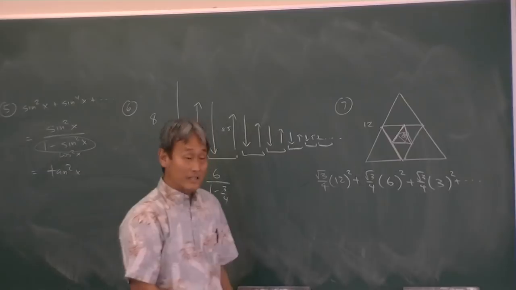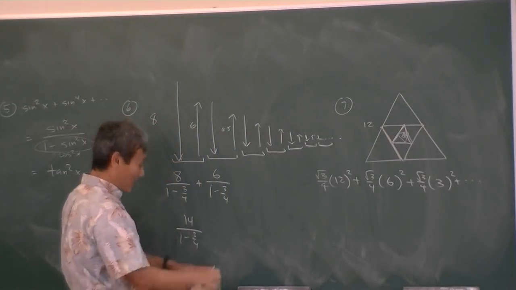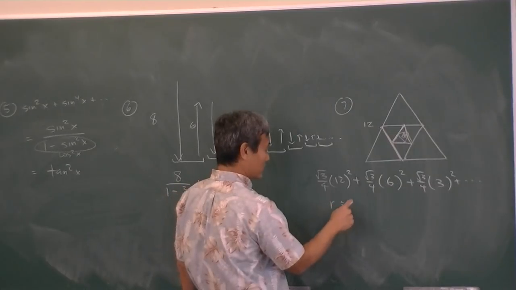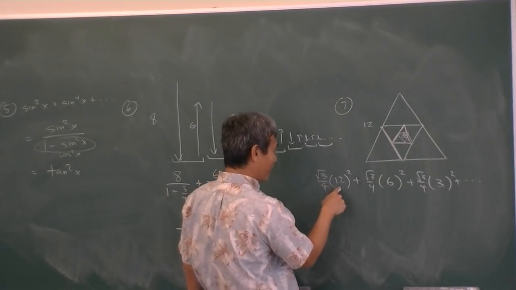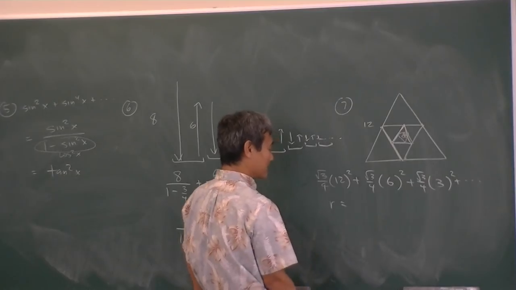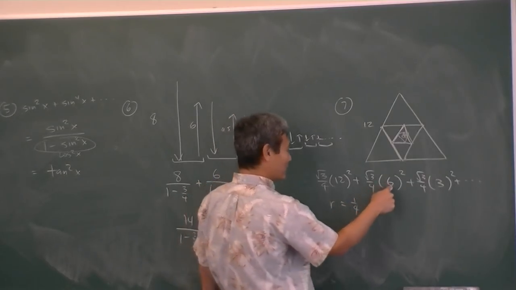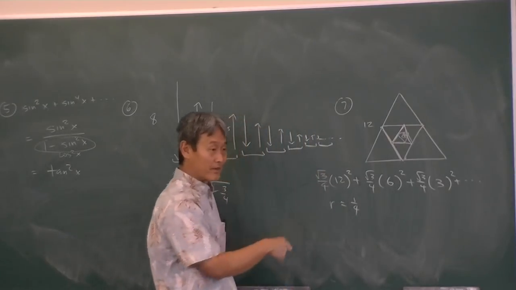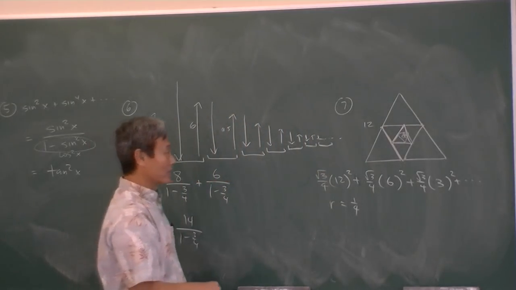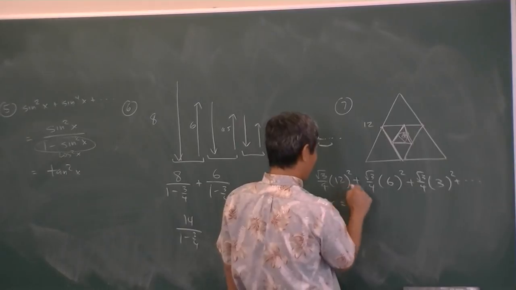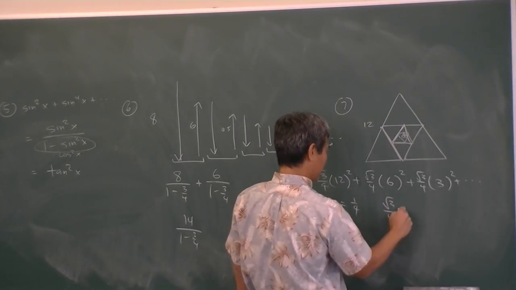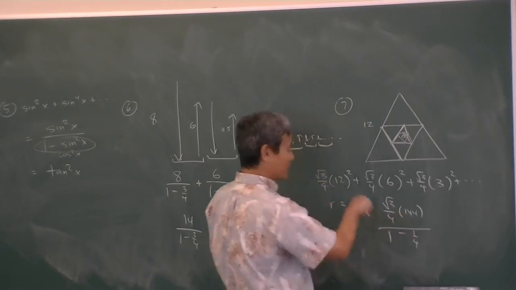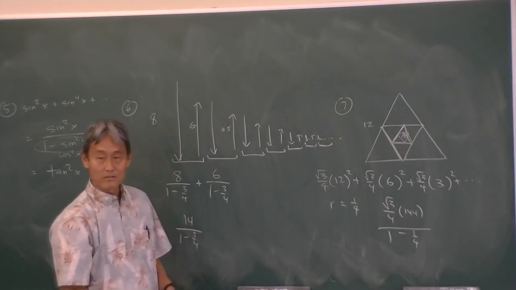Hey, this is an infinite geometric series. That's what we're studying. What's the common ratio? What do I have to multiply 144 by to get 36? 1/4. What do I have to multiply 36 by to get 9? 1/4. Is the absolute value of that less than 1? Yeah, so I can use the formula, which is the first term, I'm just going to write 144 already, all over 1 minus r. And there you go. That's the sum of all the equilateral triangles.